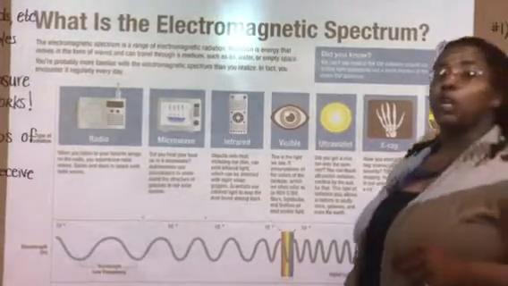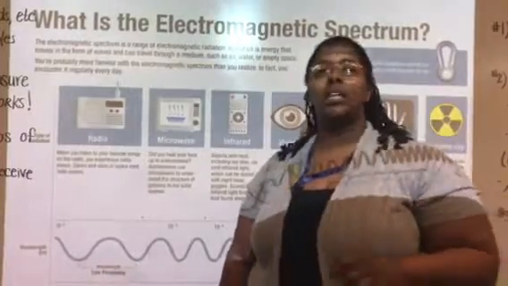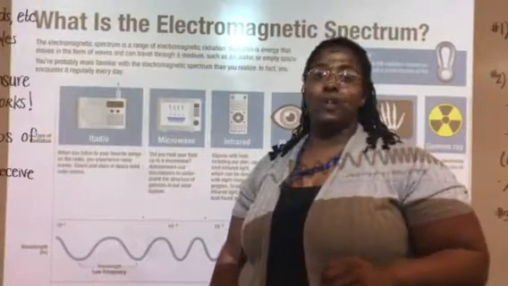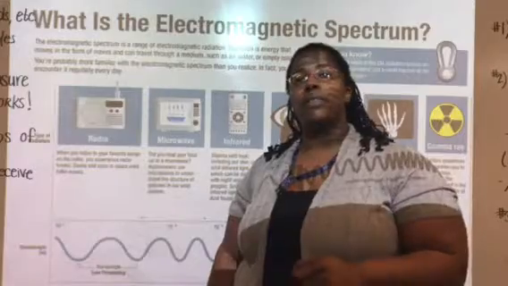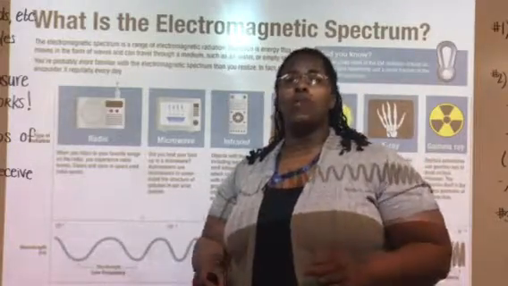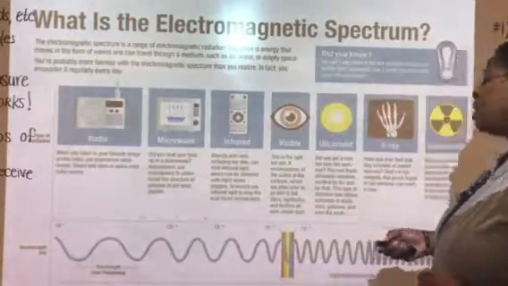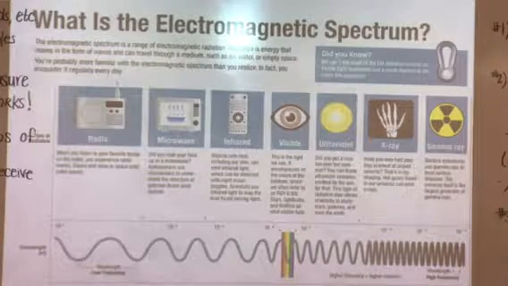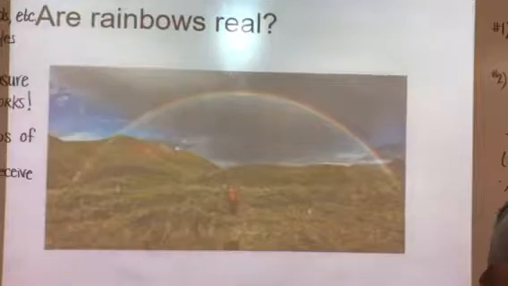So there are different uses for each type of electromagnetic wave. How do you tell the difference? It's based on wavelength. The longer or the shorter the wavelength will help us determine where on the spectrum these types of waves will fall.